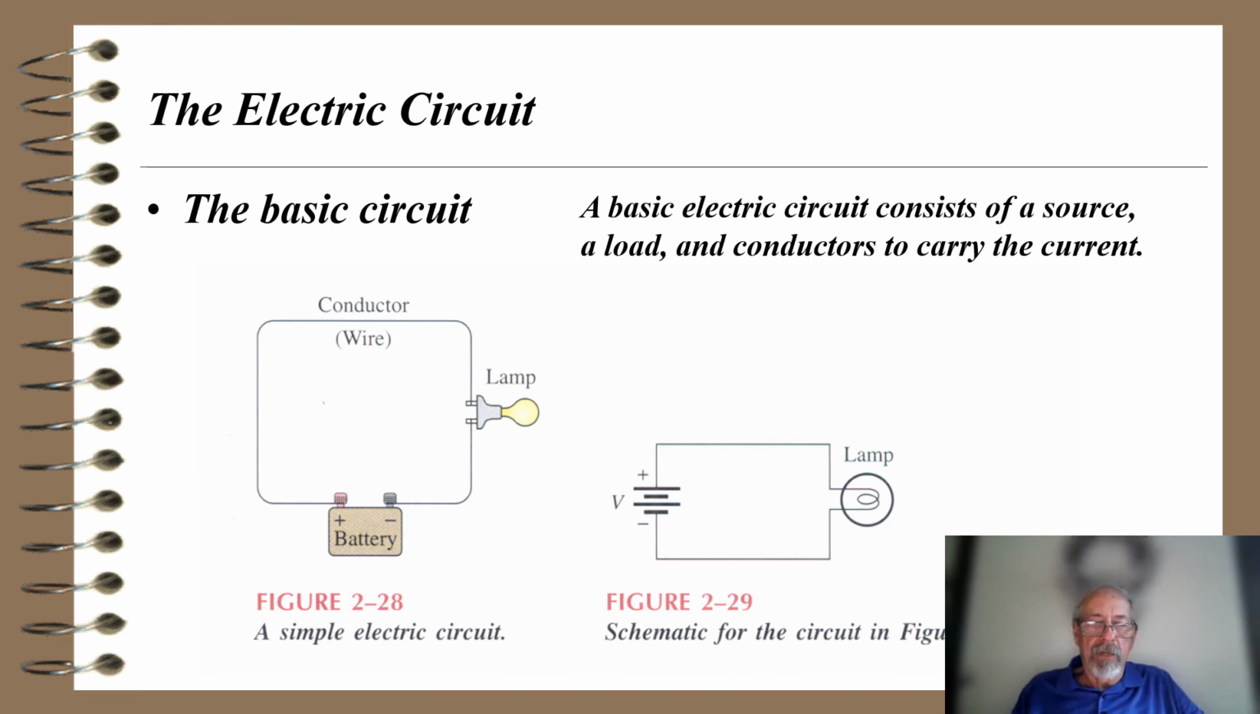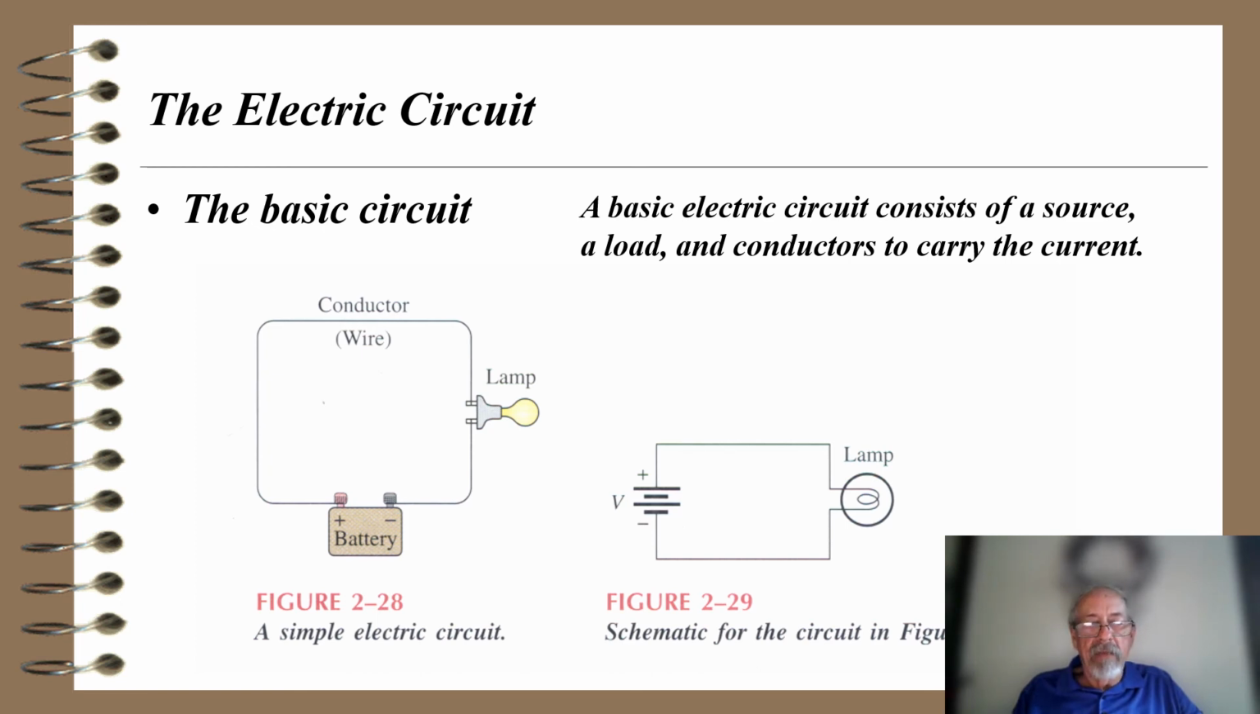So here's a basic circuit. There's a graphical picture on the left-hand side and a schematic diagram on the right-hand side. The basic electrical circuit consists of a source, a load, and conductors to carry the current. So figure 2-28 here shows a battery, and shows wires connecting a lamp. That's pretty self-explanatory.